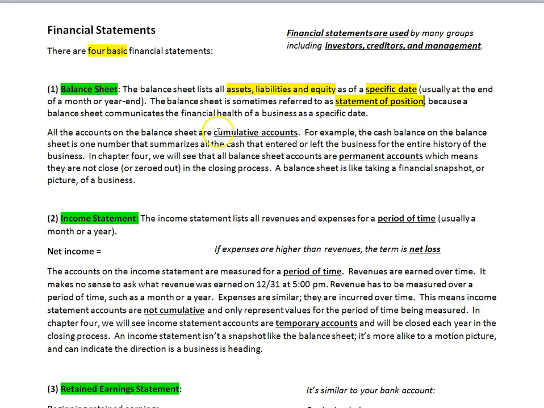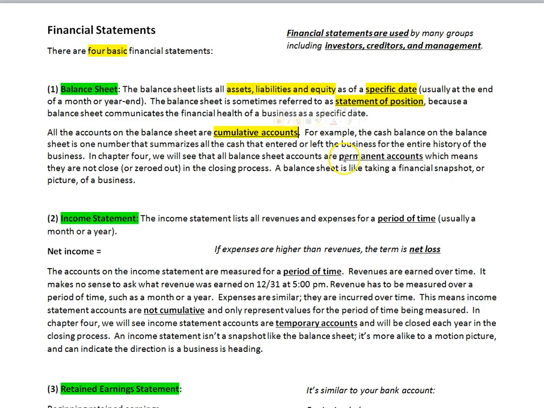All the accounts on the balance sheet are cumulative accounts. Let's go back to your bank account. If you go to the bank and ask for your balance, they're going to give you one number, but that one number summarizes all the cash that entered or left the business for the entire history of the business. That's what it means to be a cumulative account.